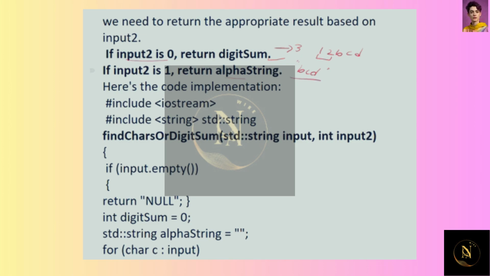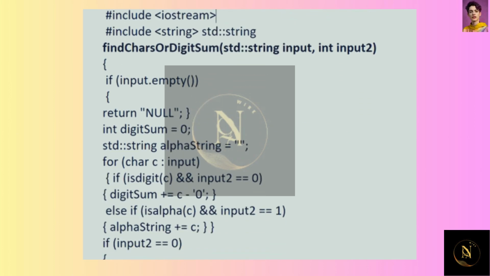Here the code is implemented in the C++ language. I have taken these two header files, and after this I have taken one function. The name is findCharsOrDigitSum, because we have to find the characters or the digit sum. The input will be a string and the input variable value, 0 or 1, which we can pass. If the input is empty then return null, nothing is there. Now declare the digit sum equal to 0, and at the start declare the alpha string empty.